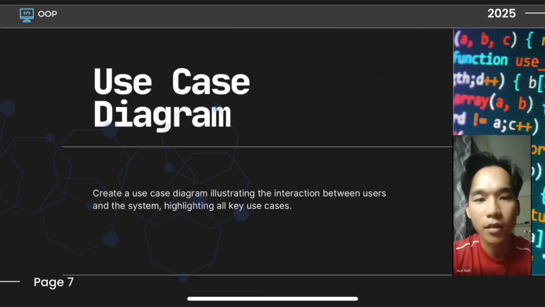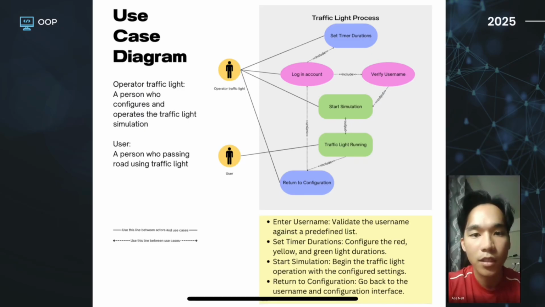Okay, thank you, Eric. Now I will continue the topic. My topic is the use case diagram. The use case diagram illustrates the interaction between the user and the system, highlighting all key use cases. So this is the use case. The operator of the traffic light is a person who configures and operates the traffic light simulation. The user is the person who passes the road using the traffic light.